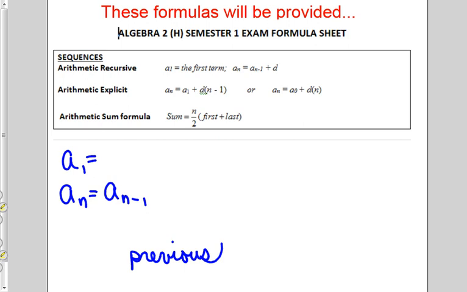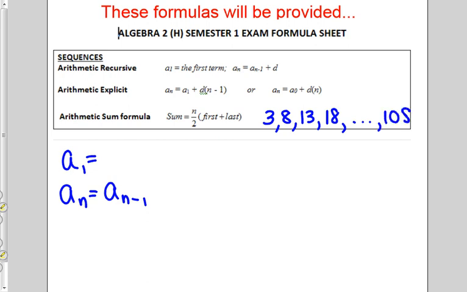Okay? So let's pretend that they gave you a sequence that went 3, 8, 13. What would be next? 18 next. 23, it would continue. And let's pretend that it stops at 108. Do you think it's going to stop at 108 at some point? Seems to be hitting all the 3s and 8s, right? 23, 28, 33, 38. So it'll hit 108, right?